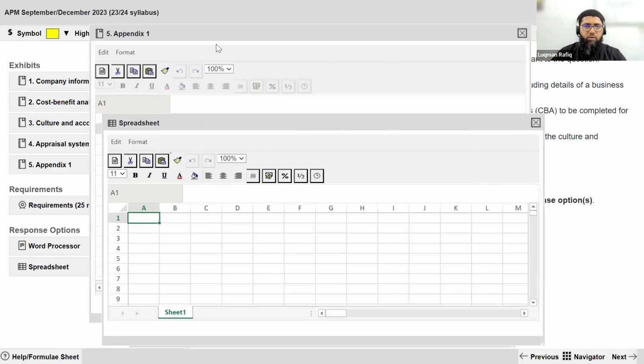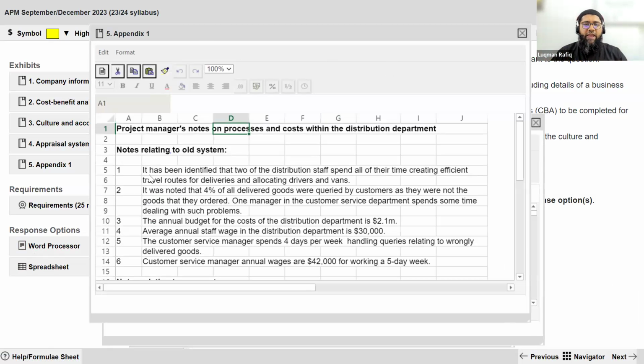Now see, it says it has been identified that two of the distribution staff will spend all of their time creating efficient travel routes.